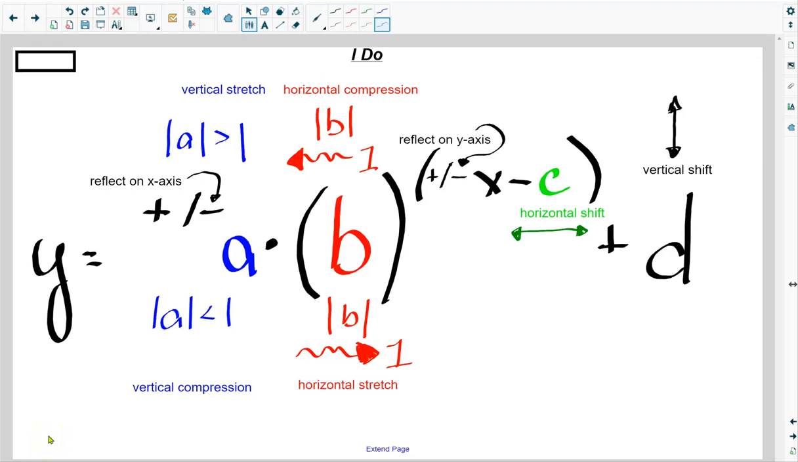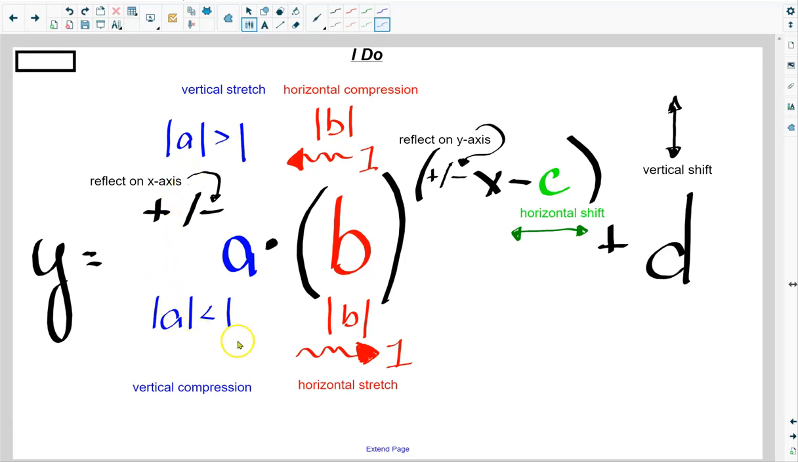All right, Harmony Science Academy Algebra 2. Before we get into today's material, we're going to finish our thought. We're going to complete our thought from yesterday regarding transformations on exponential functions.